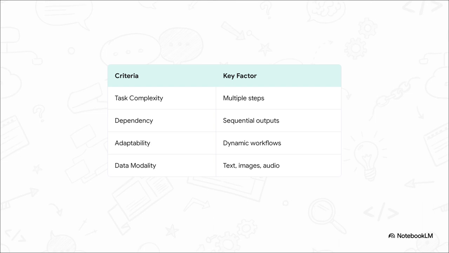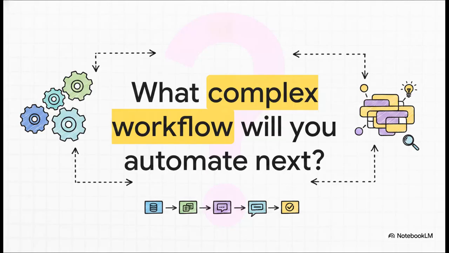Third, adaptability. If you need a dynamic workflow that adjusts in real time, like an AI agent fetching live web data, you'll want iterative or dynamic chaining. And fourth, data modality. If you're mixing text, images, or vector embeddings, make sure your chosen workflow can actually handle multimodal data. We've seen how LangChain and prompt chaining can take a totally unpredictable LLM and turn it into a structured, highly reliable assembly line for complex tasks.